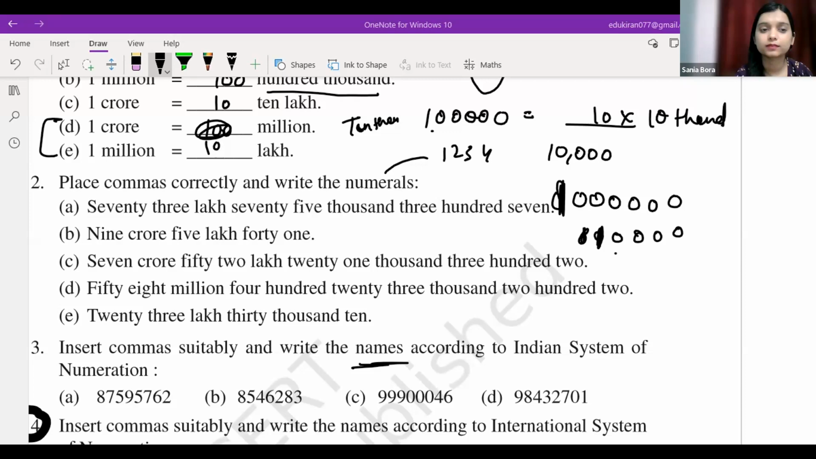Got it? Yes. Next, B. 9 crore, 5 lakh, 41. Just read it like that. Don't say crore and all that. For the B one, first tell me how you wrote it. Just read the number, like 1, 2, 3, 4. What you wrote.